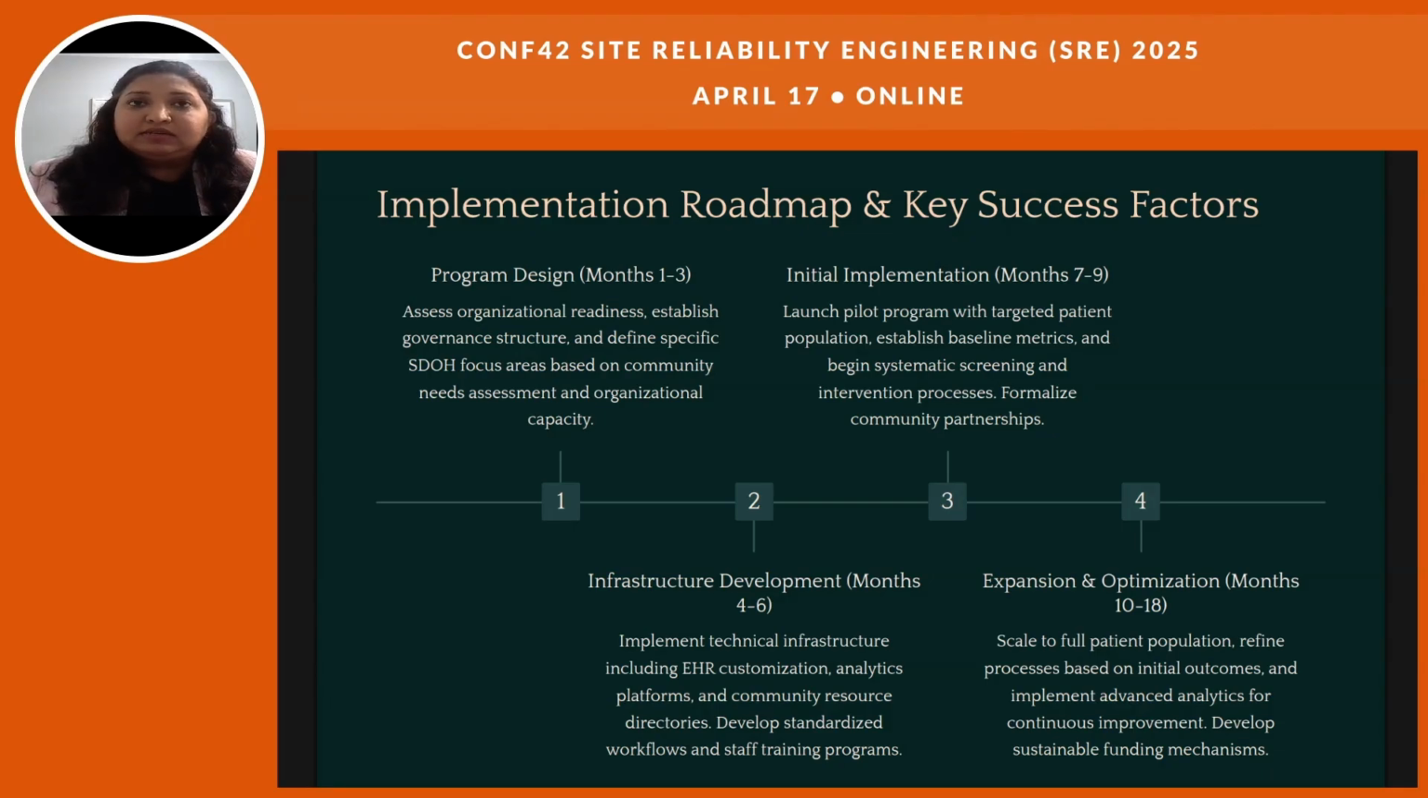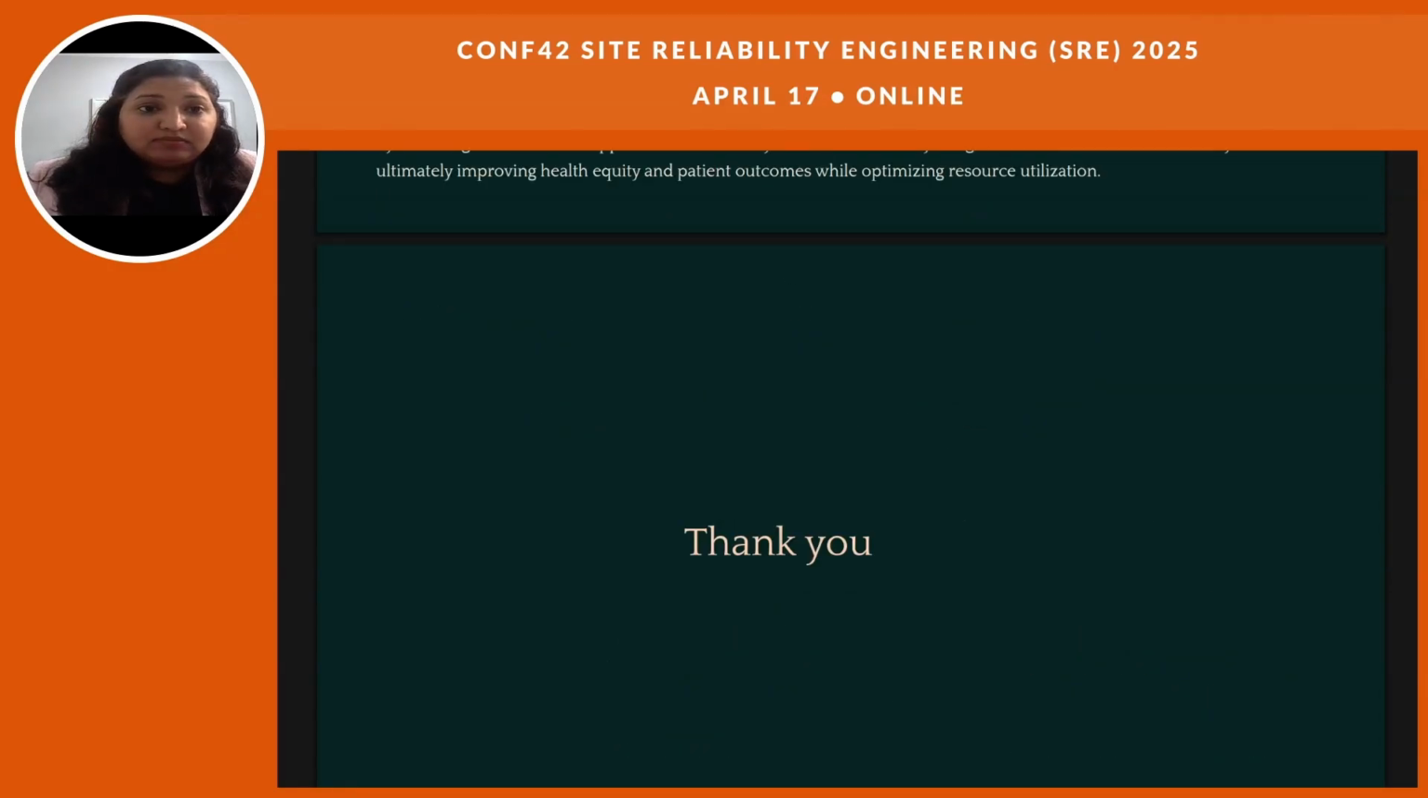All of this is an overview of what an implementation roadmap and the key success factors of implementing an SDOH framework look like. Successful SDOH implementation hinges on executive leadership commitment, dedicated resources, and a culture of continuous process quality improvement. Organizations should establish clear metrics for success, including clinical outcomes, by following the structured approach.